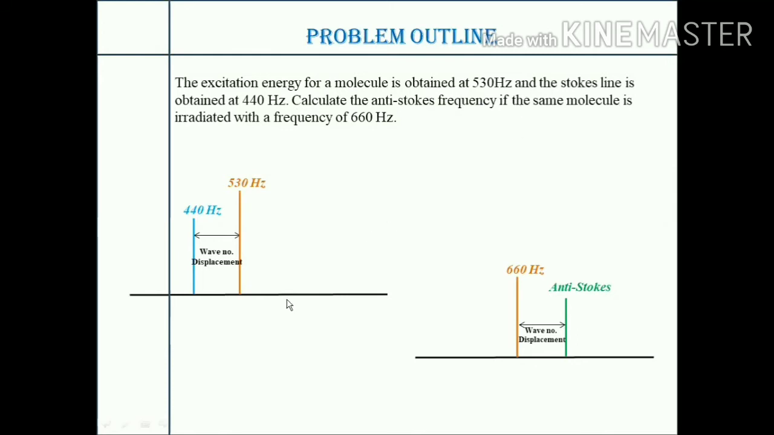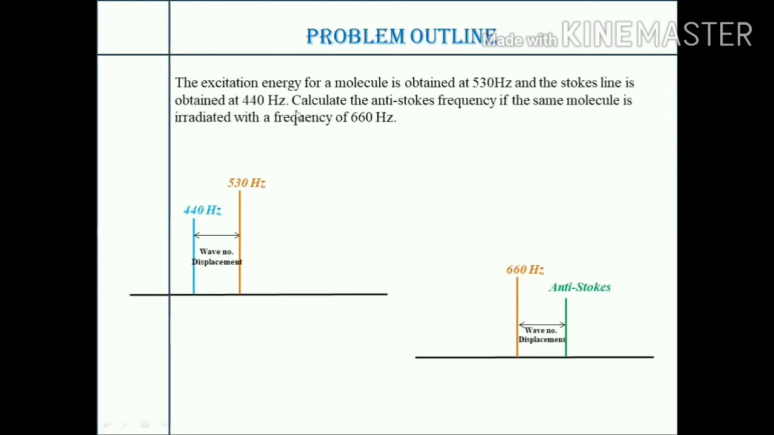And what does it say? So I just draw a vertical bar as I did in my previous slide. This vertical bar represents the Rayleigh scattering, right? And what is the frequency of this Rayleigh scattering given to us? It is 530 hertz, the frequency of this Rayleigh scattering. Okay, now let's proceed. And the Stokes line is obtained at 440 hertz.